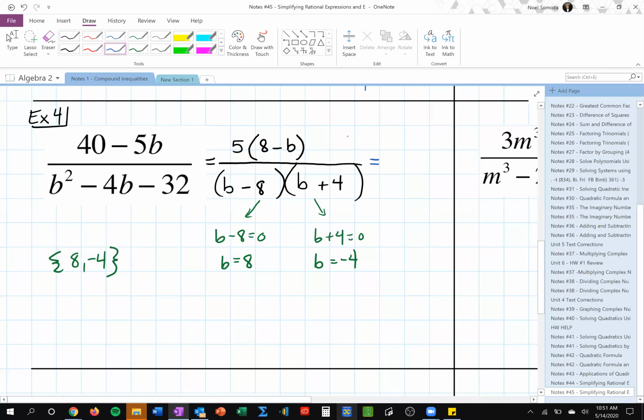So that means I still have a 5 outside, but since I'm factoring out a negative, I'm going to bring that factor out in front of the 5. So it looks like negative 5. But really what I did is I factored the negative out of the 8 minus b. So I'm going to switch this around and make it look like negative b plus 8. When I factor out the negative, now I'm left with a positive b and then a negative 8. And then my factors down here are b minus 8 and b plus 4.